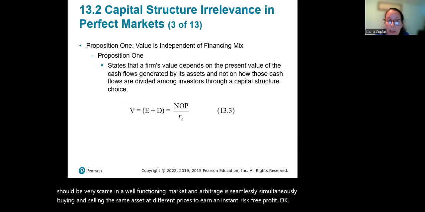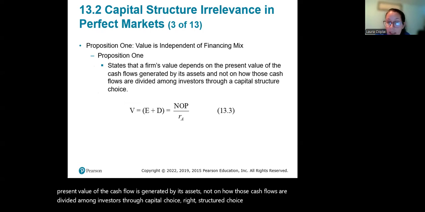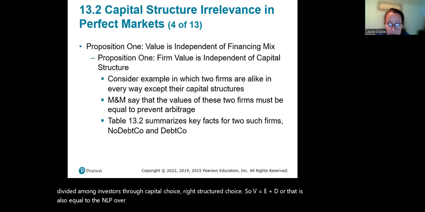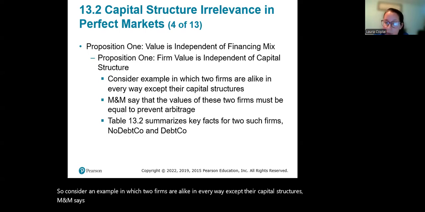So proposition one: value is independent of financing risk. This states that the value of a firm depends on the present value of the cash flows generated by its assets, not on how those cash flows are divided among investors through capital structure choice, right? So V equals E plus D, which is also equal to the NOP over R. So consider an example in which two firms are alike in every way except their capital structures. M&M says that the values of those two firms have to be equal to prevent that arbitrage.